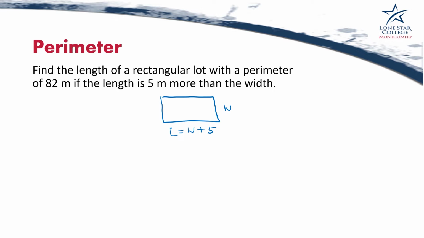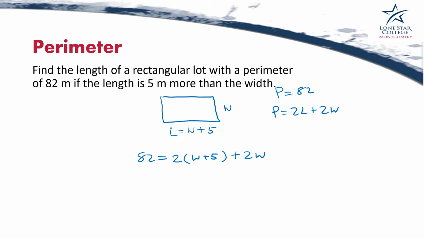Now the perimeter, it tells us that the perimeter is equal to 82. To find the perimeter of any shape, you add up all sides of that shape together. In this case, for a rectangle, we know that a rectangle has 2 lengths and 2 widths. So we can say that the perimeter is 2L plus 2W. You can always add them all together, but it looks better if we plug it into that formula, 2L plus 2W. So now when we plug it in, our perimeter 82 is equal to 2 times our length, which is represented by W plus 5, plus 2 times our width, so we just call that W.